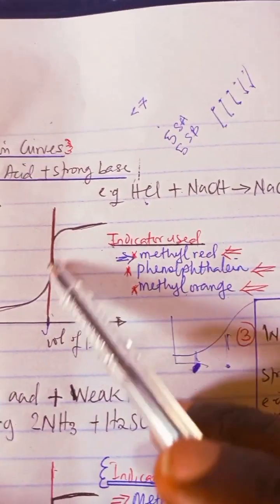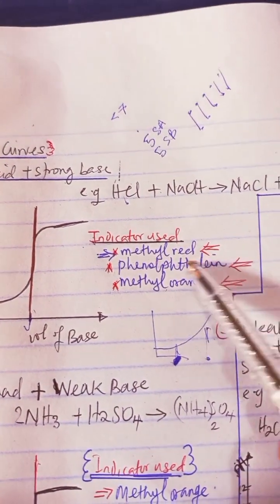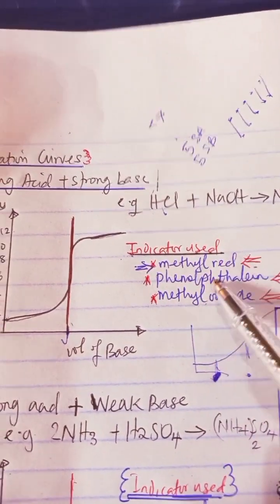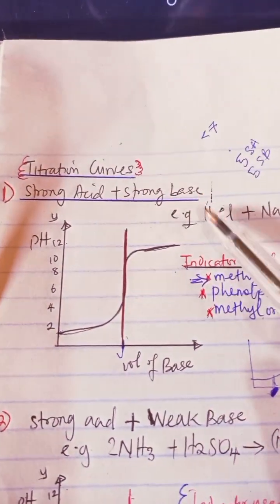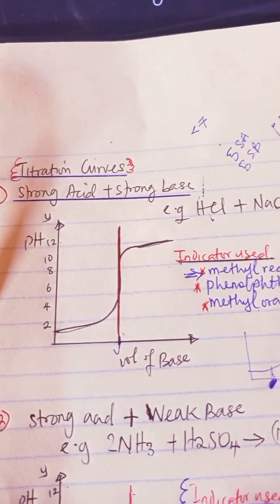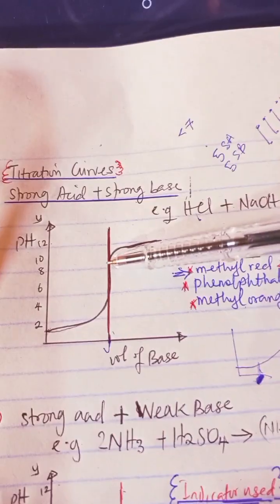So the kind of indicator that I can use here is methyl orange, methyl red, or phenolphthalein. There are 3 indicators that you can use for a strong acid, strong base titration. Please take note. Now the next part is another thing that JAMB might want to ask you, so take note of this particular point.